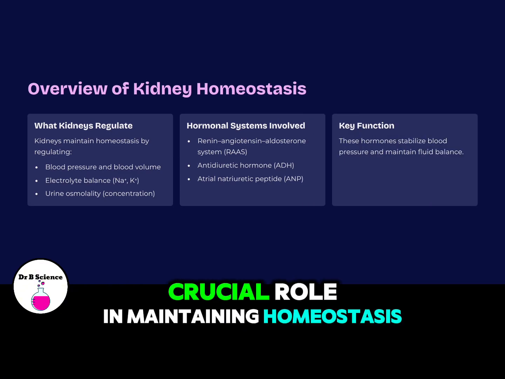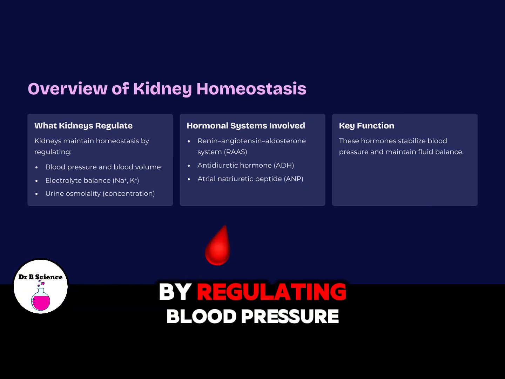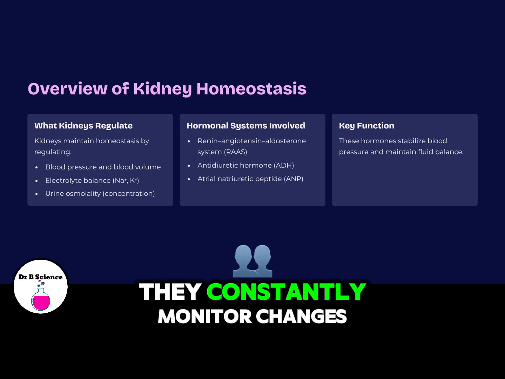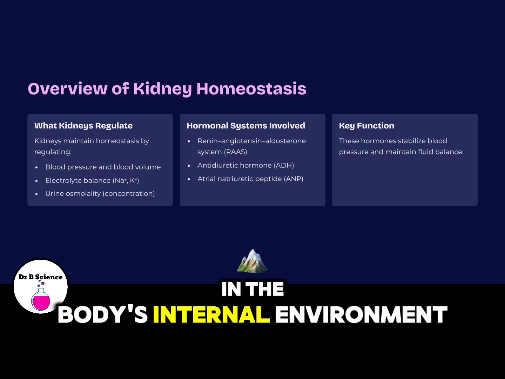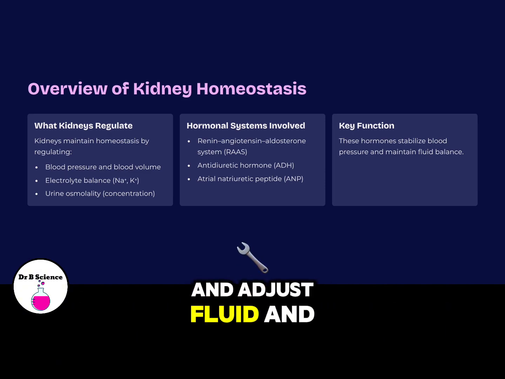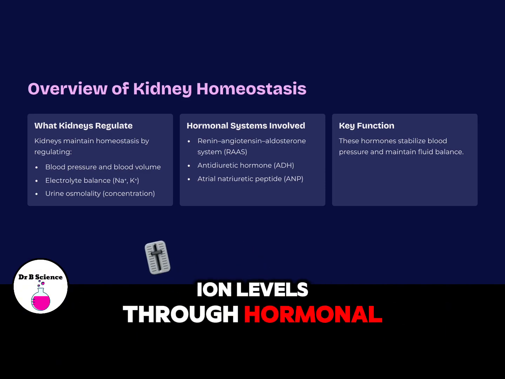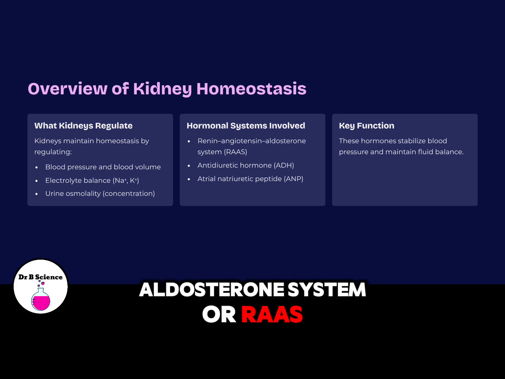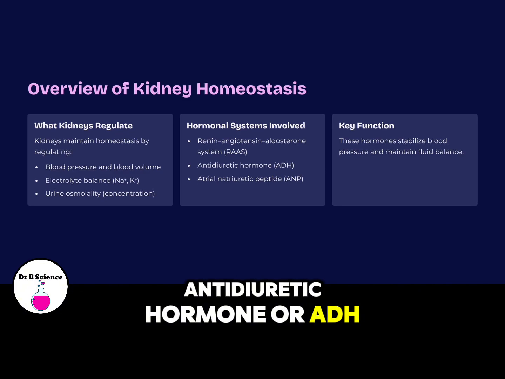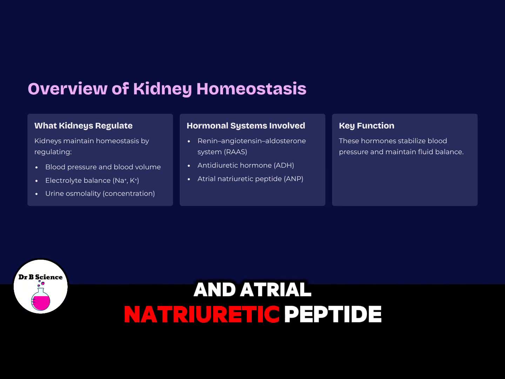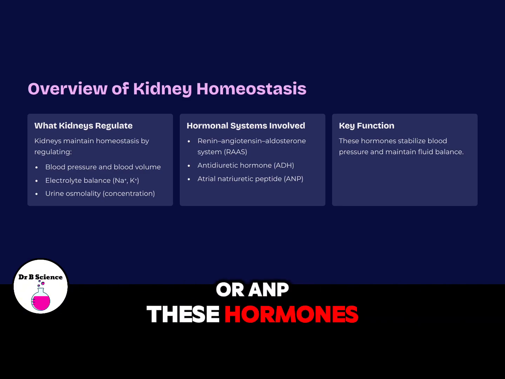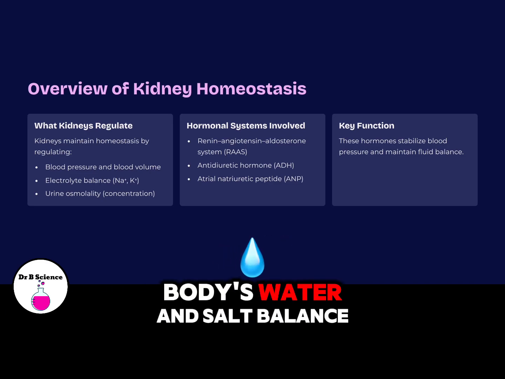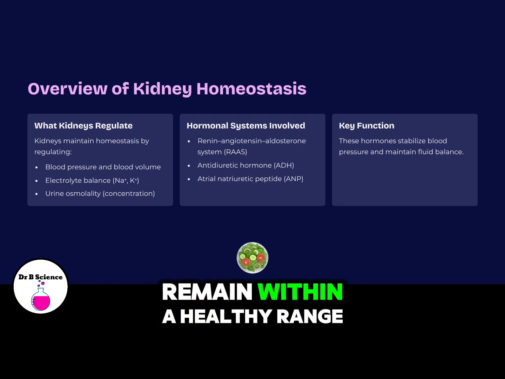The kidneys play a crucial role in maintaining homeostasis by regulating blood pressure, blood volume, electrolyte balance, and urine concentration. They constantly monitor changes in the body's internal environment and adjust fluid and ion levels through hormonal control systems, primarily the renin-angiotensin-aldosterone system, or RAS, antidiuretic hormone, or ADH, and atrial natriuretic peptide, or ANP. These hormones work together to stabilize blood pressure and ensure that the body's water and salt balance remain within a healthy range.